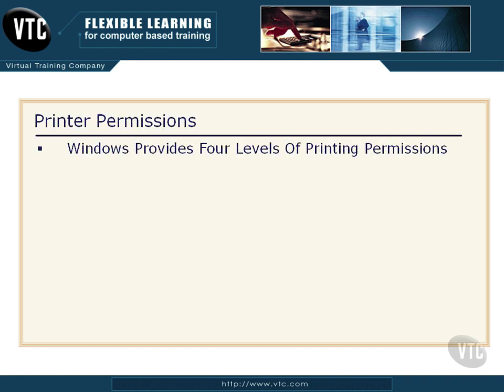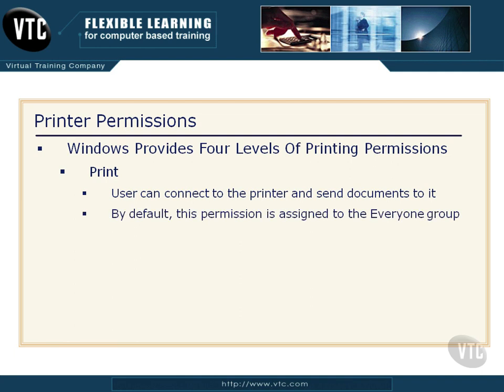Now Windows provides four levels of printing permissions that you can use. The first one's called Print. If I give you the permission of Print, then you can connect to the printer, send documents to it, and if that printer is functioning and has paper, prints will come out. By default, this permission is assigned to the Everyone group when that logical printer is installed.